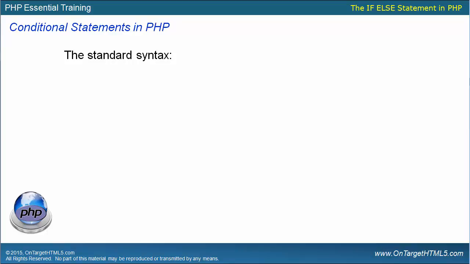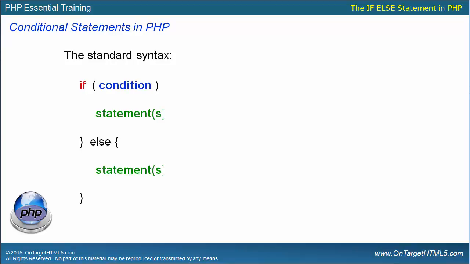The standard syntax is, as you see on your screen, we have an if condition, and if that condition is true, it executes the statements that fall in the curly braces. If that condition is not true, it goes to the else and then executes the statements in the else portion of the curly braces. So it's very similar to our if condition, but in this case, it always executes the else statements if the condition is not met.